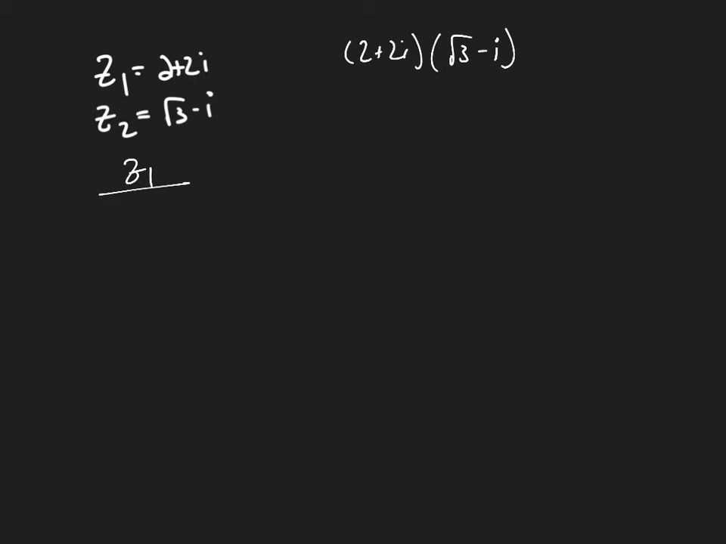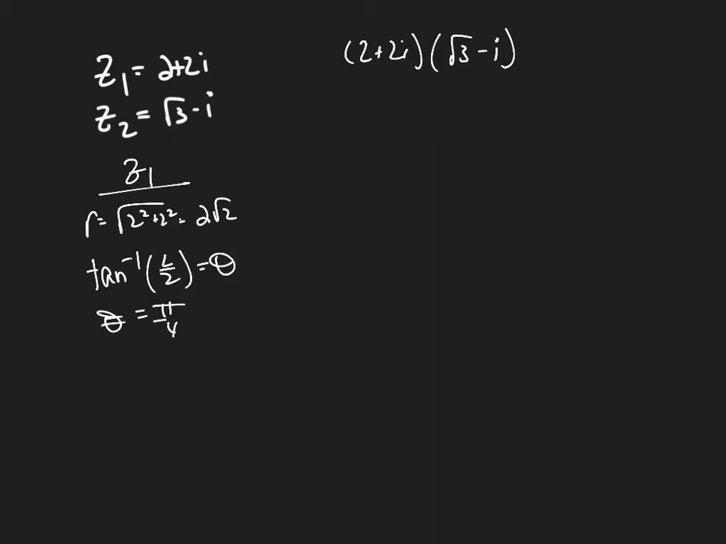Z1, okay? R is going to be the square root of 2 squared plus 2 squared, which is going to be 2 radical 2, okay? And if I were to graph that point, it's a positive a, positive b, so it's going to be in the first quadrant, and I'm just going to do inverse tangent of 2 over 2, right? And that'll give me theta, and so theta will actually give me pi over 4, and that's totally fine because pi over 4 is in the first quadrant. That's exactly what I need. So I found my R, and I found my theta for Z1.